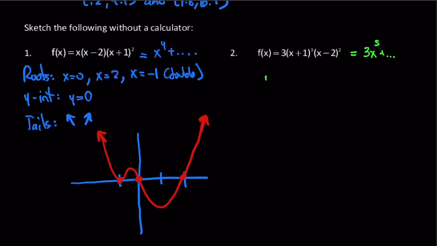But let's get our roots, because it's already factored. Pretty straightforward. X equals negative 1, and that's what we call a triple root. X equals 2, and that's a double root. So there's only 2 distinct roots.